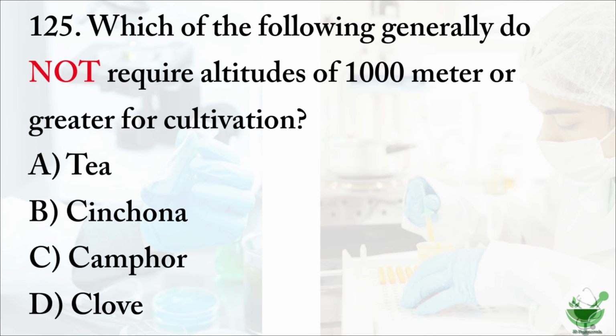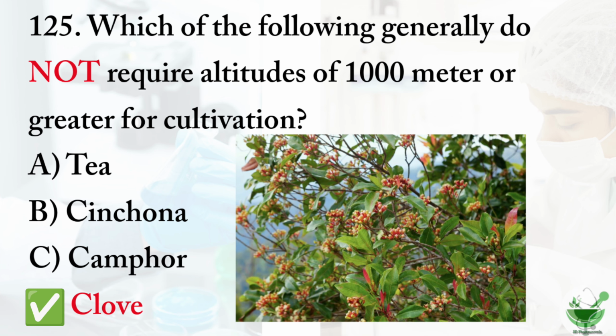Then question number 125. Which of the following generally do not require altitudes of 1000 meter or greater for cultivation? Option A, tea, option B, cinchona, option C, camphor and option D, clove. The correct option is option D, clove. So other than that, it requires altitude of more than 1000 meters.